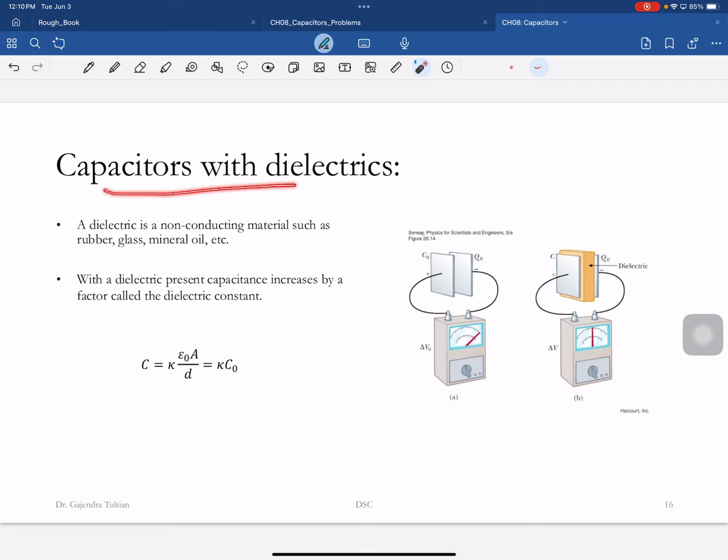So capacitors with dielectrics, remember the air-filled capacitor, they want to attract each other. So the easiest thing to do is put a dielectric in between. A dielectric is just an insulator. So it could be a piece of plastic or whatever. When you put a dielectric in between, the capacitance increases by a factor called the dielectric constant of the material. A dielectric is a non-conducting material.